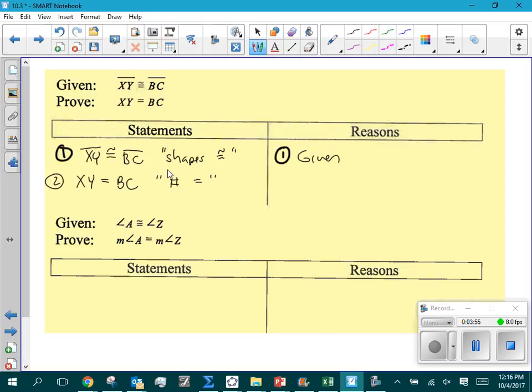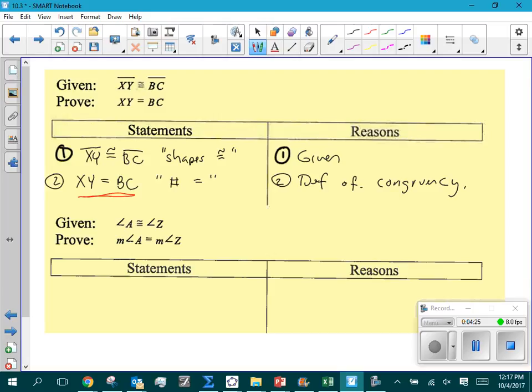What allows us to do that is our definition of congruency. If I look in the back of the book, in the glossary, it will say that when two shapes are congruent, they have the same size and they are the same shape. And that's what we're saying here. If we have two shapes that are congruent, we know they're the same shape, then we can say here that they have the same size.